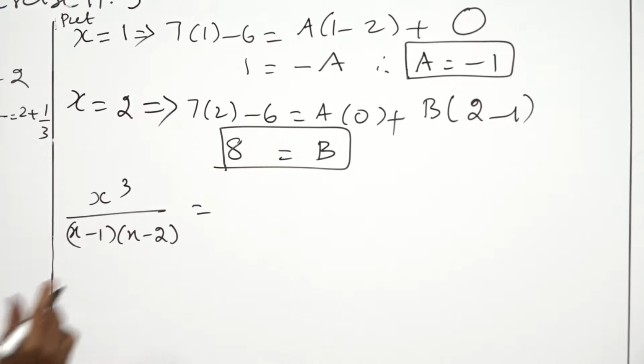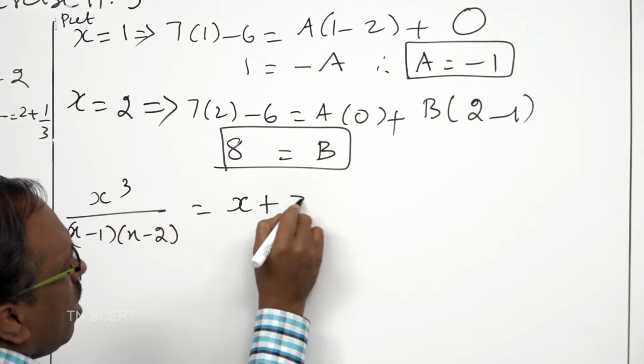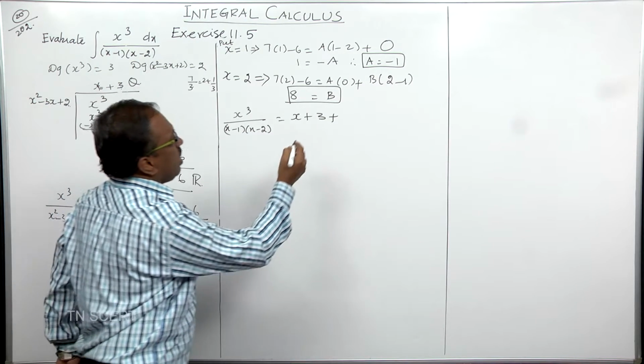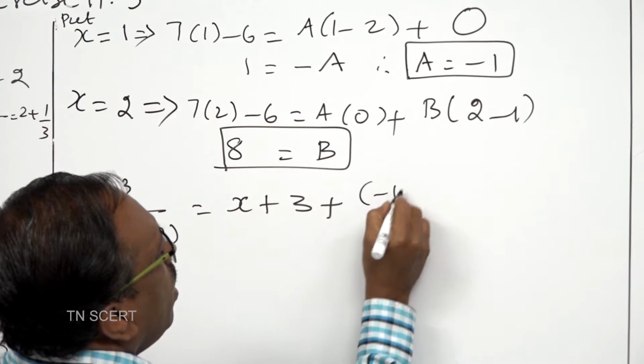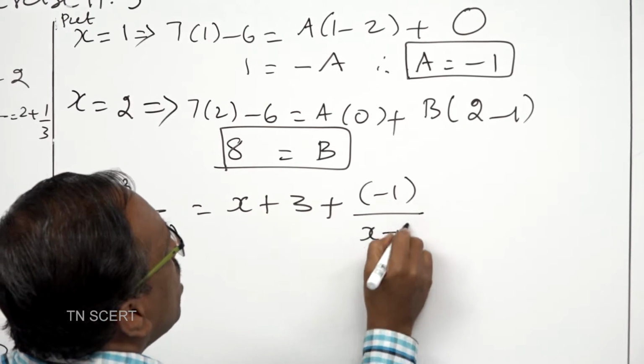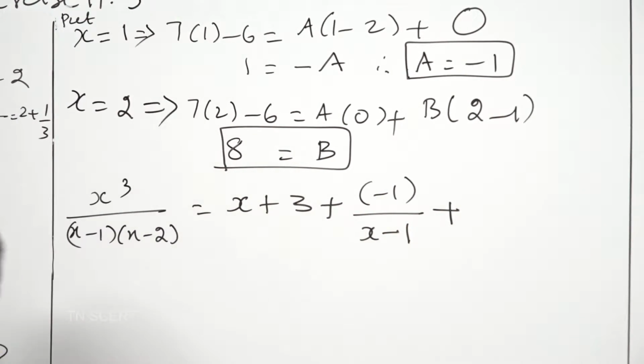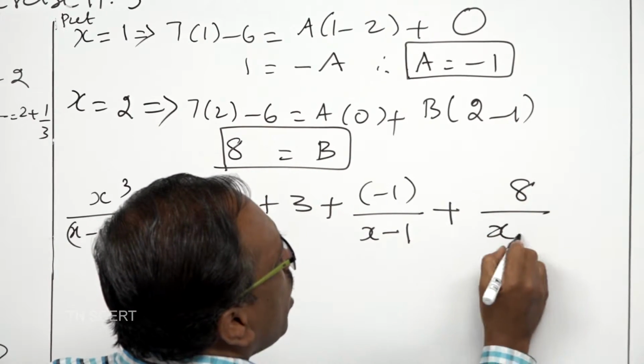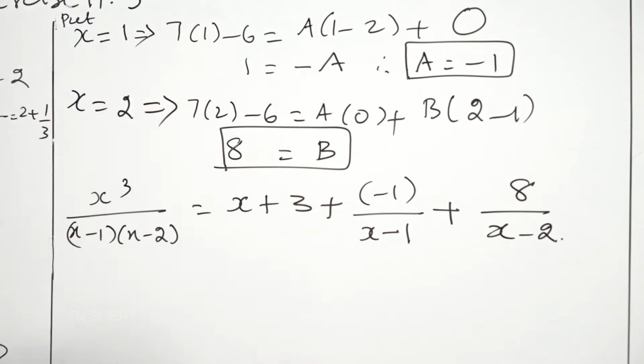Remember students, x plus 3. This I have splitted as two things, as a is nothing but negative 1 over x minus 1 plus b, which we got as 8 over x minus 2. Now, we do the integral part.